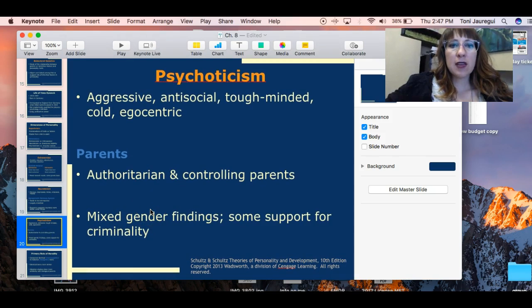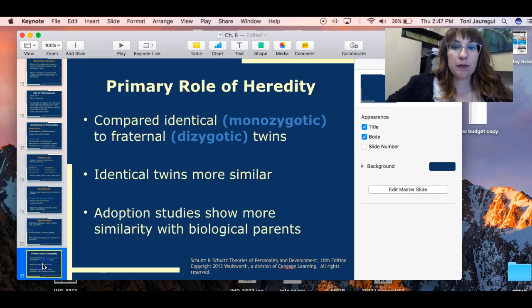And then psychoticism: aggressive, antisocial, tough-minded, cold, egocentric people. The parents tend to be authoritarian, controlling. He had various findings with gender, some support for being potential criminals.